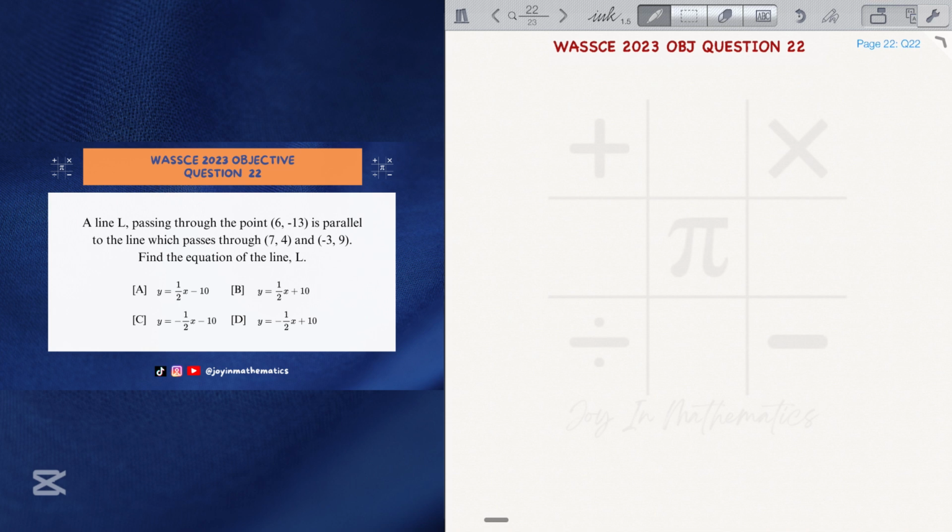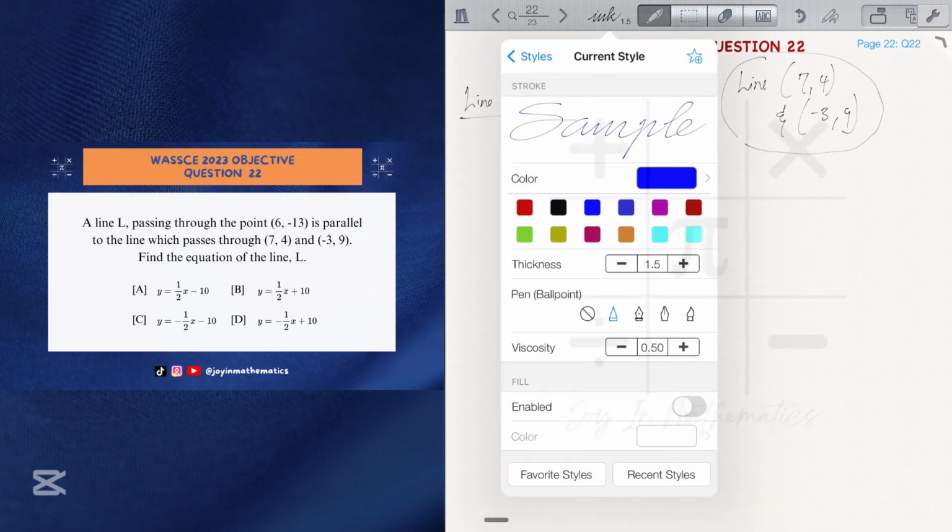Now there are many things we are going to consider here. We understand that the line passing through the point (6, -13) is parallel to the line passing through the points (7, 4) and (-3, 9). Now we are looking for the equation of this line, but we're given these two points for a particular reason. Let's write out the formulas involved in the equation of a line.